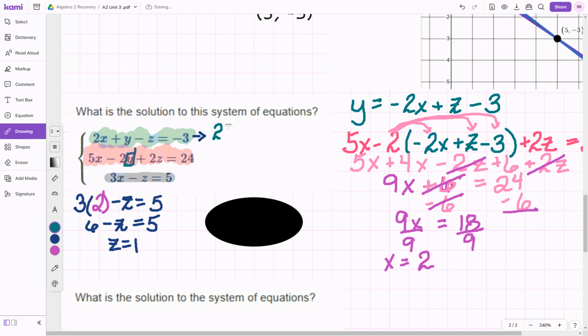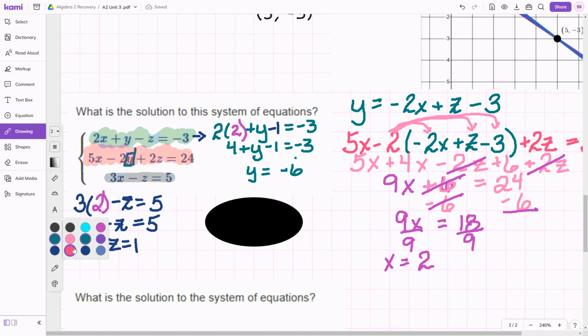So 2, x is 2. Don't have y. Minus 1 equals negative 3. So 4 plus y minus 1 equals negative 3. And that's going to be y equals negative 6.